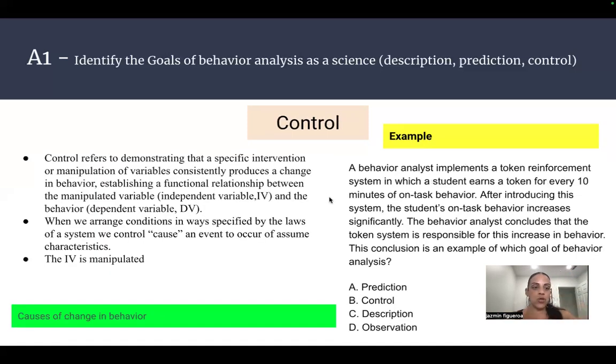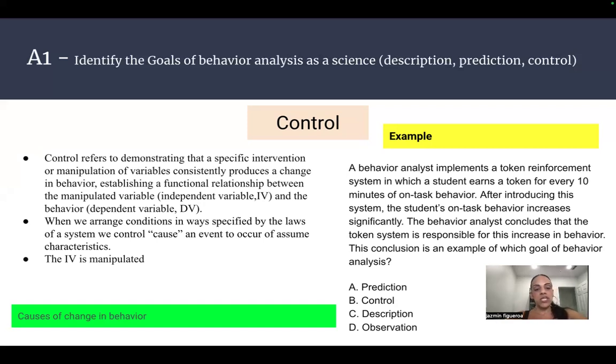And then we have control. Control refers to demonstrating that a specific intervention or the manipulation of variables consistently produces a change in behavior. So establishing a functional relation between the manipulated variable, which is the independent variable, can be referred to as the IV, and the dependent variable, which is the behavior.